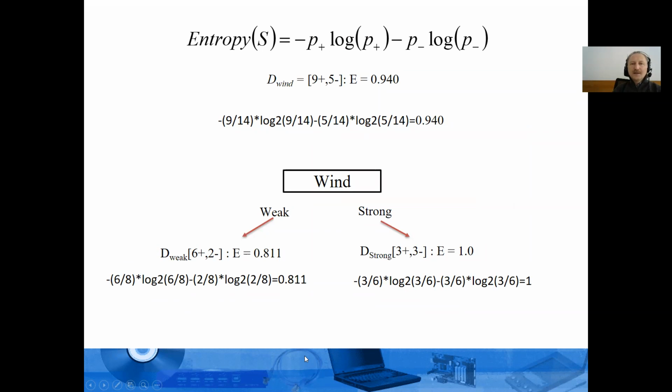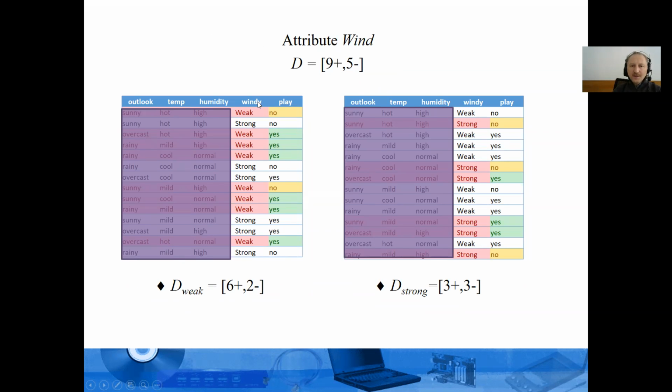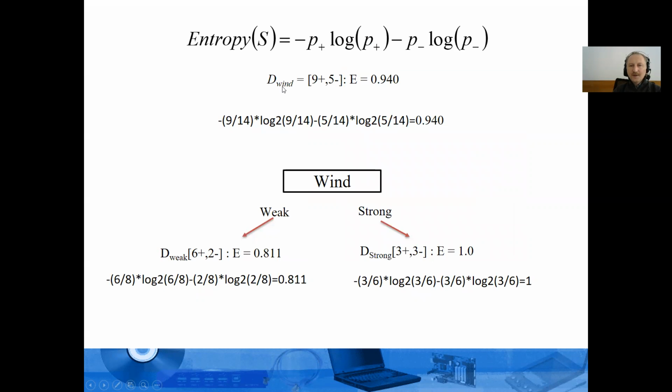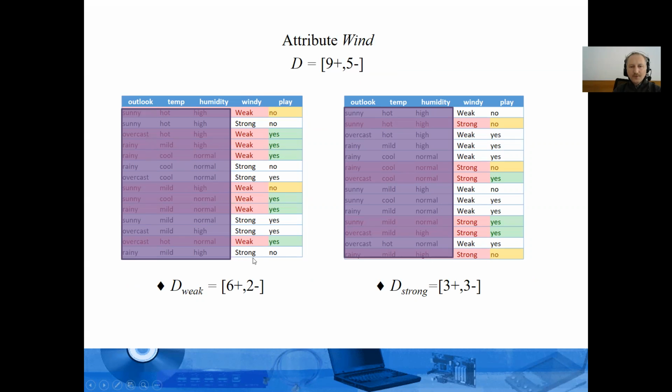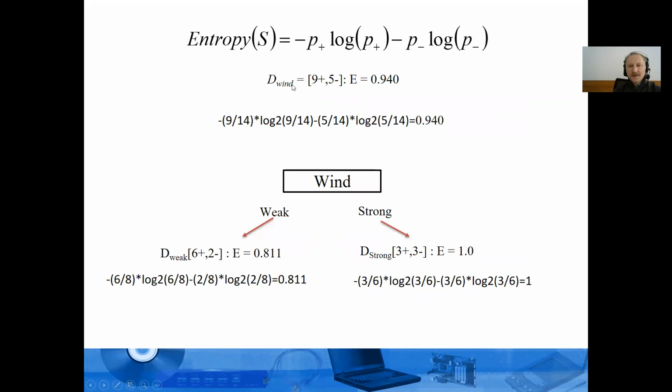Now let's calculate for this one, which is for wind. For all of wind, considering all weeks, there are 9 yes and 5 no. The entropy of the wind you can calculate by the entropy formula like that. Inside the wind, for the weak subset, if you want to calculate the entropy, you will find this one.